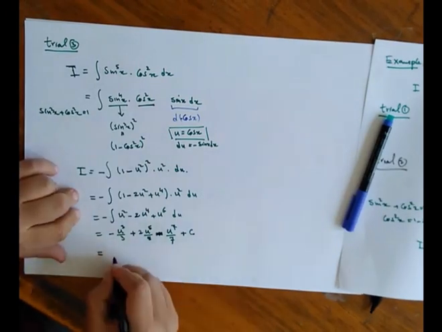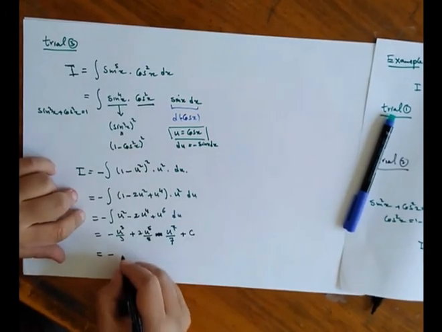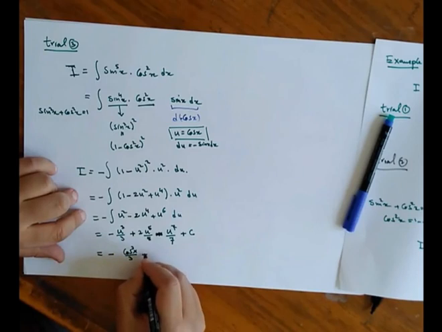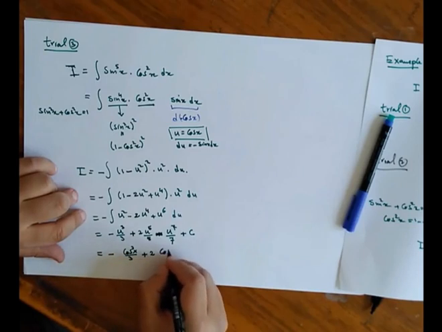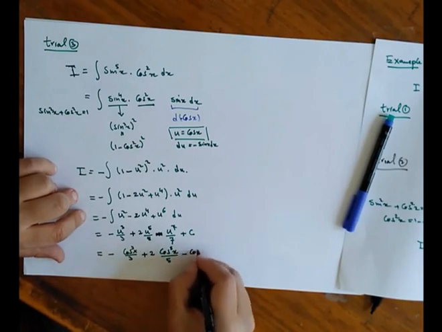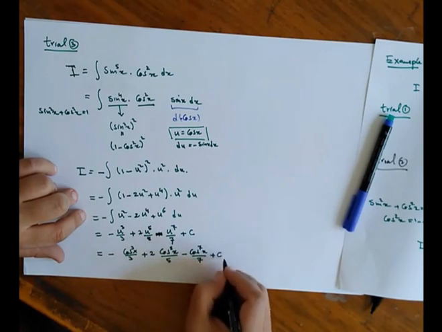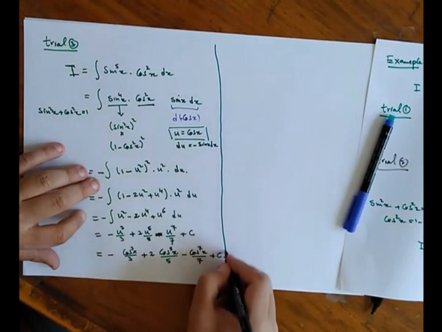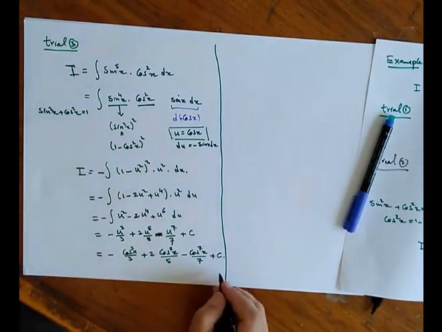So you will have negative cosine^3 over 3 plus 2 cosine^5 over 5 minus cosine^7 over 7 plus c. And this is our integral. This is our required answer.